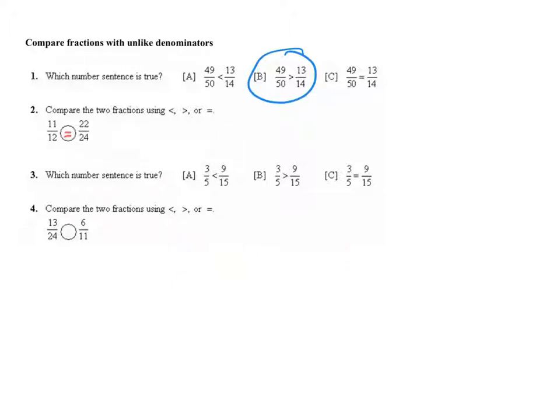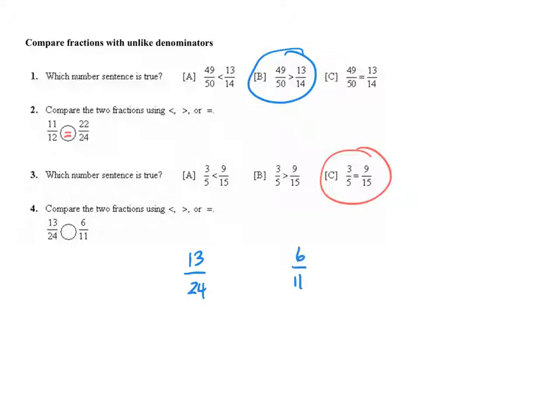My third problem says which number sentence is true, and the fractions are 3/5 compared to 9/15. I see again another common denominator between 5 and 15, and that common denominator is 15. So I'm going to change this to 15ths by multiplying by 3 over 3. 3 times 3 is 9. So I have the same numerator again. These two fractions are equivalent. Answer choice C.